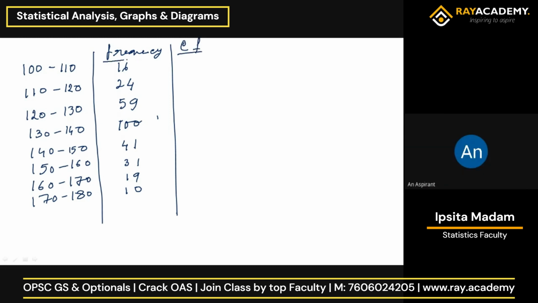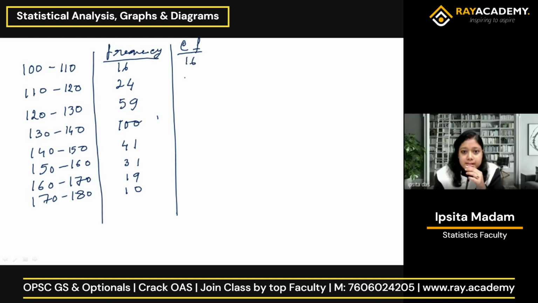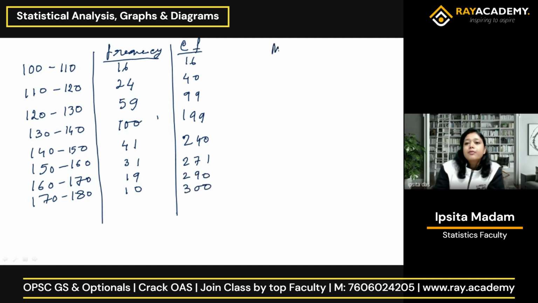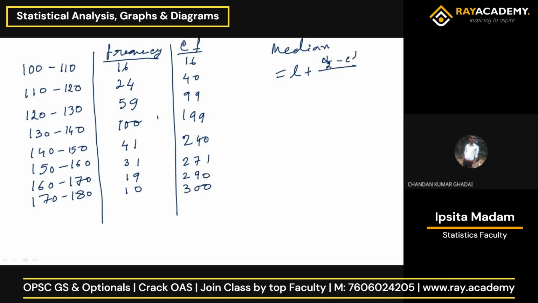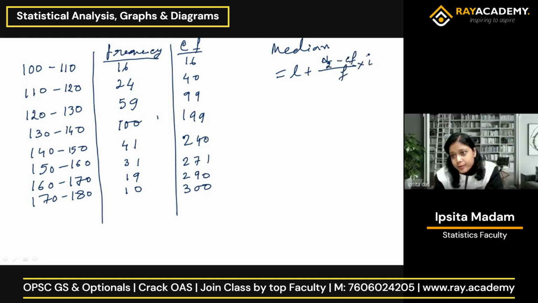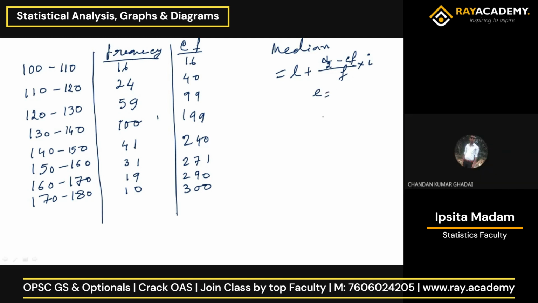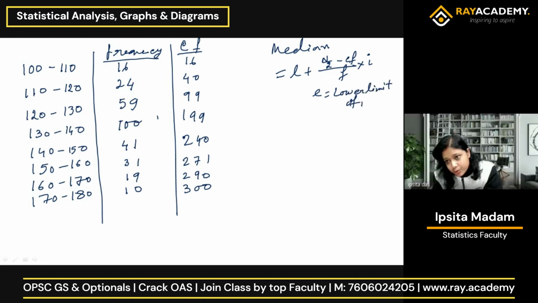So the cumulative frequencies are 16, 40, 99, 199, 240, 271, 290, 300. So what is the formula for median? L plus (n by 2 minus CF) by f, into h. Very good. What is the L? L represents the lower limit of the median class. Very good.